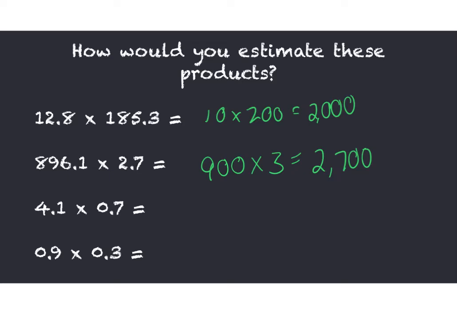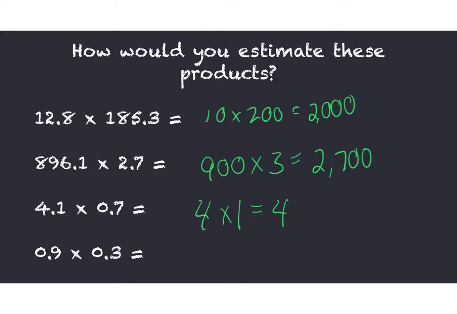Let's look at example number 3. 4 and 1/10 times 7/10. 4 and 1/10 is pretty close to 4 times, I would say 1, because we could round 7/10 up to 1. And so I know that my answer is going to be pretty close to 4.